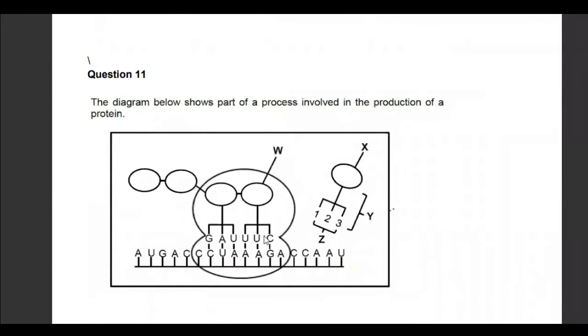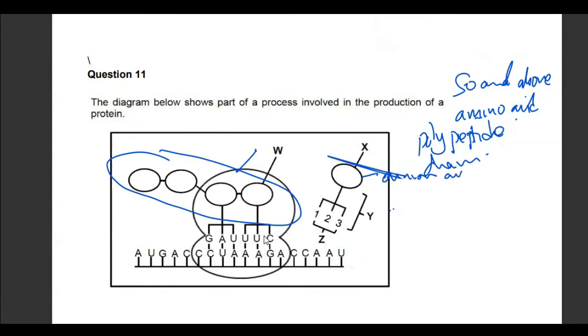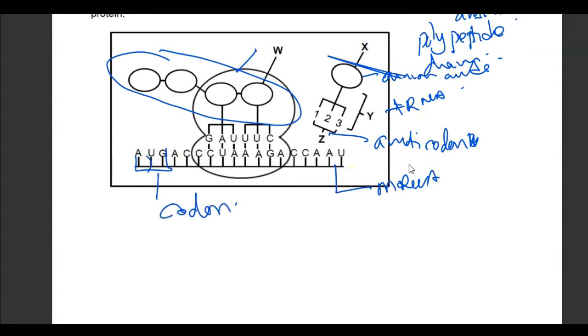You can see some people call this a protein. This is not a protein. It is only a protein if it is 50 amino acids and above. So what is this then? This is a polypeptide chain. So what is X? This is the amino acid. And this is transfer RNA. And what is Z? We have seen them. These are anticodons. And this is messenger RNA, and the 3 bases on the messenger RNA we call codons. You see, you can't fail such questions.